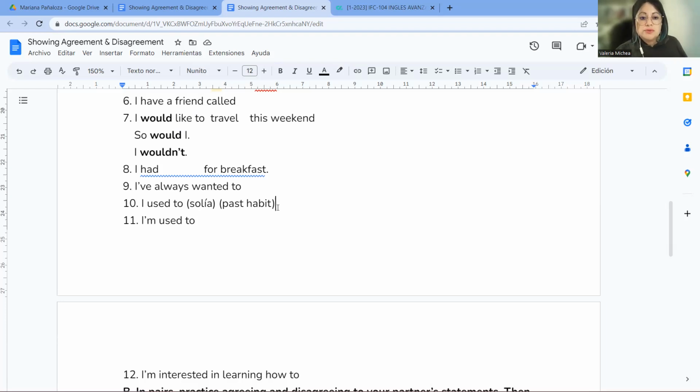And in I used to, what follows is a base form. So for example, I used to ride my bike. I used to travel with my friends. I used to visit my grandma. I used to eat pizza, etc. So base form of the verb.